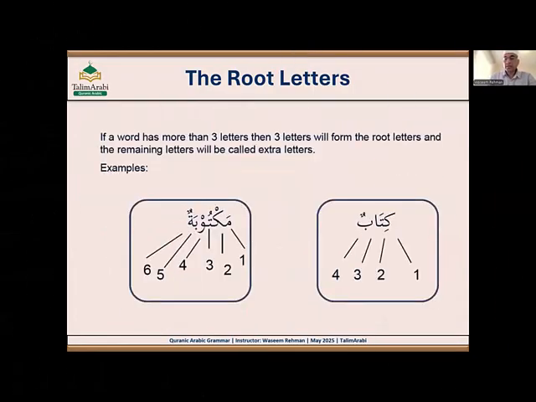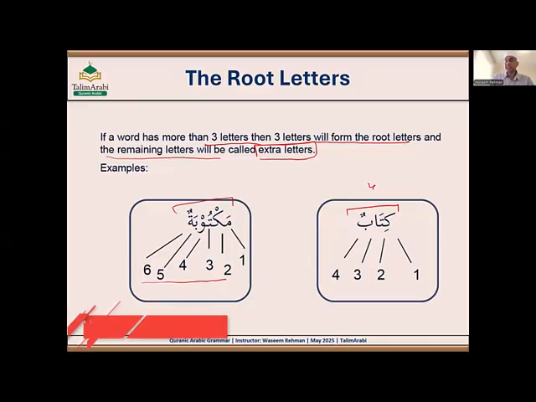Now, in Arabic, not all words are just 3 letters, right? You may see a word that has more than 3 letters, like these, for example. If a word has more than 3 letters, then 3 letters will form the root letters, and the remaining letters will be called extra letters. In both examples, Kitabun has 4 letters, and Maktubatun has 1, 2, 3, 4, 5, 6 letters. Although they have more than 3 letters, 3 out of these 4 or 6 letters would be the root letters, and the remaining will be extra letters. So Kitab has 1 extra letter, Maktubatun has 3 extra letters because the total is 6.